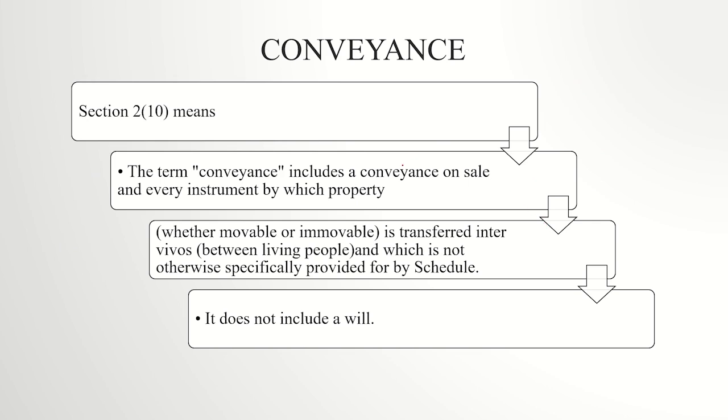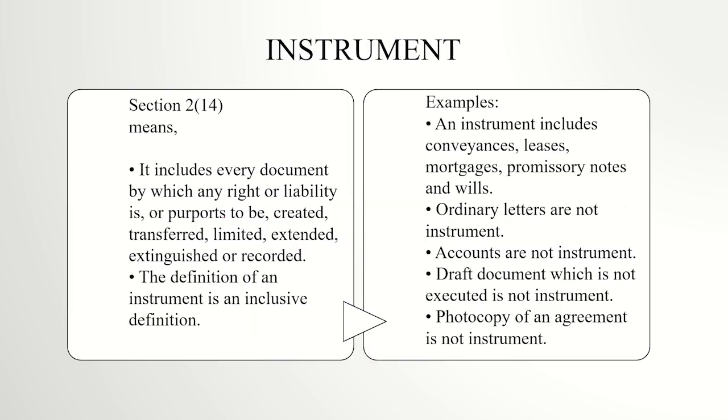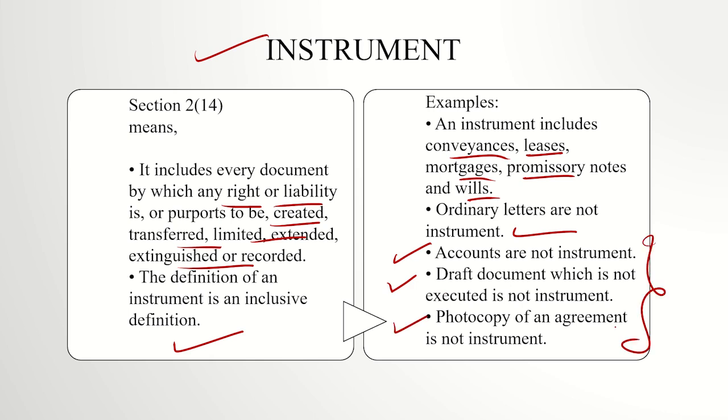Next we come to conveyance. What does it mean? The term conveyance includes a conveyance on sale and every instrument by which property, whether movable or immovable, is transferred inter vivos and which is not otherwise specifically provided for in the schedule. It does not include a will. So that is conveyance. Now we will understand what an instrument is. Important definition for exam. Instrument means every document by which any right or liability is purported to be created, transferred, limited, extended, extinguished or recorded. The definition of an instrument is an inclusive definition. Examples are conveyances, leases, mortgages, promissory notes, wills. Ordinary letters are not instruments. Accounts are not instruments. A draft document which is not executed is not an instrument. A photocopy of an agreement is not an instrument. These three things you should know, what is not an instrument, which you may get in the exam.